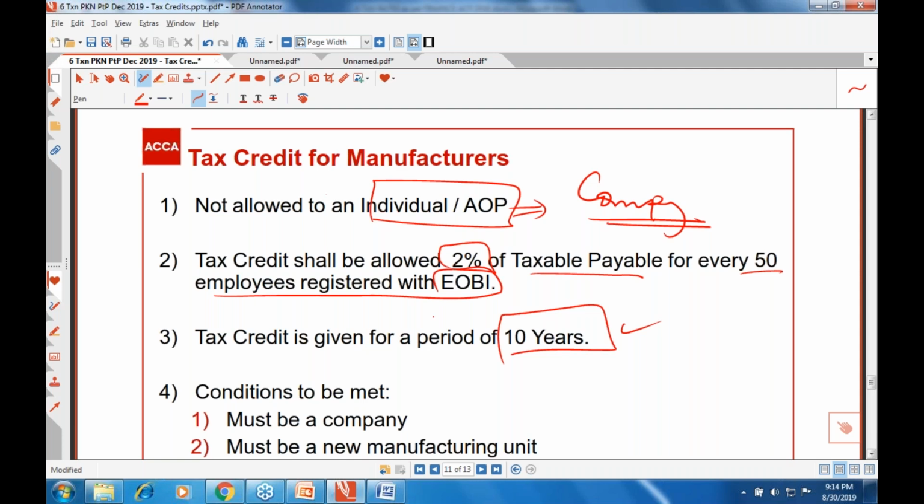So the greater the employment that you are generating, the greater the tax credits. Because what happens is, if you are operating a company, you have registered, you have created employment for 500 people. So basically 500 divided by 50 gives you 10. Multiply by 2%. You can claim a tax credit of 20% of your tax liability. How? Because you have got employees registered with EOBI. So for every 50 employees, you get a tax credit of 2%.